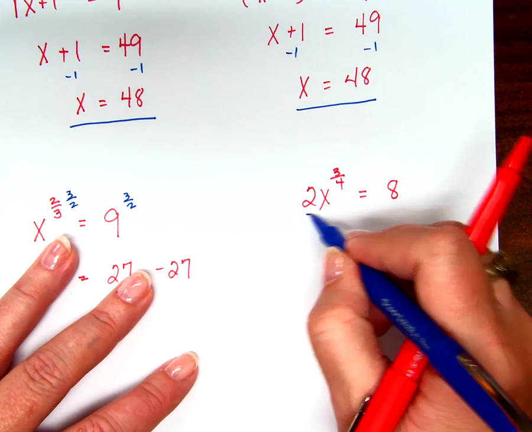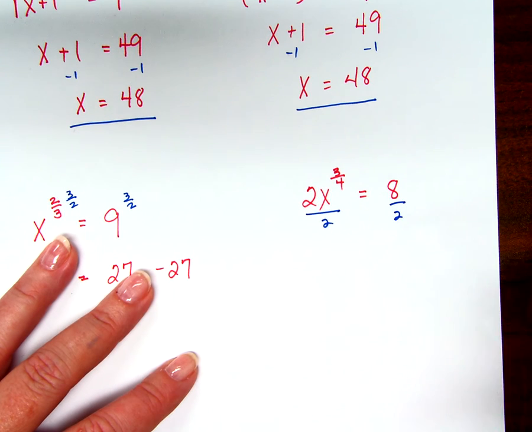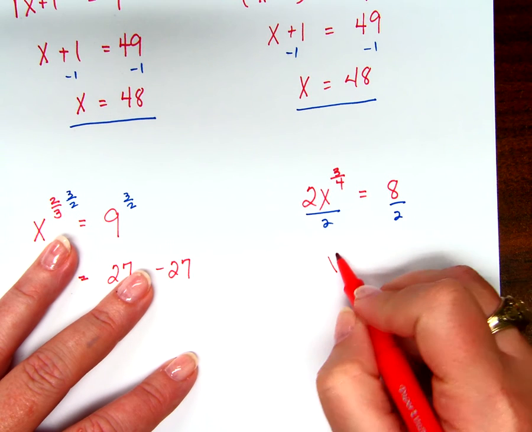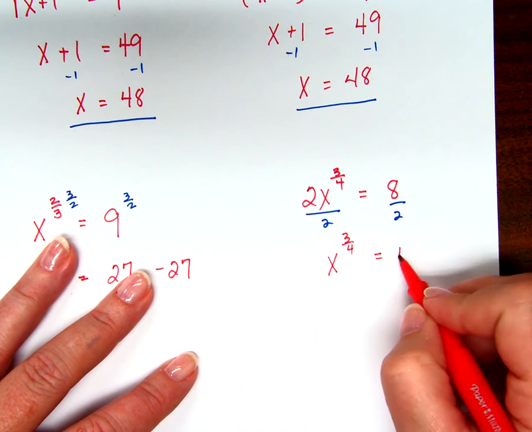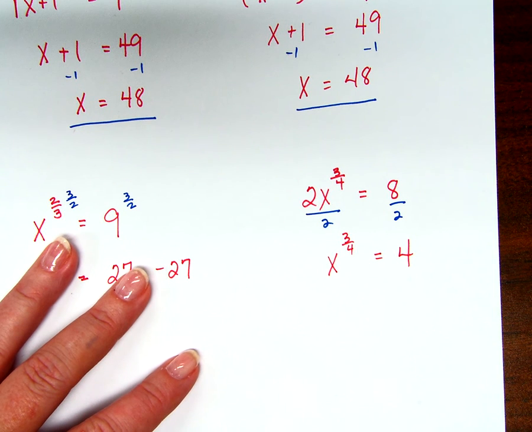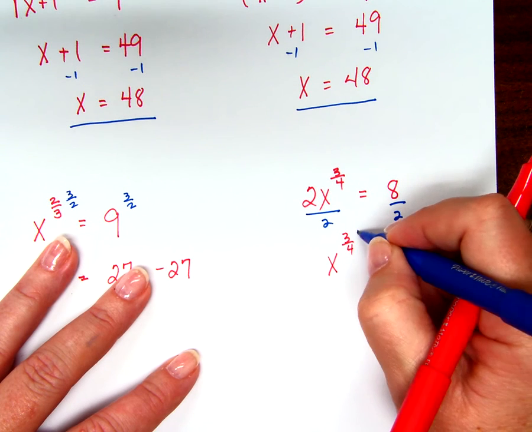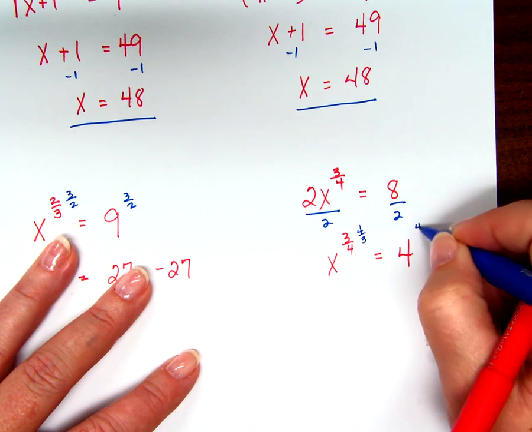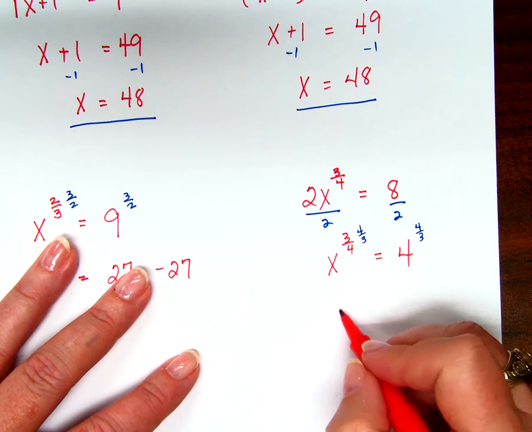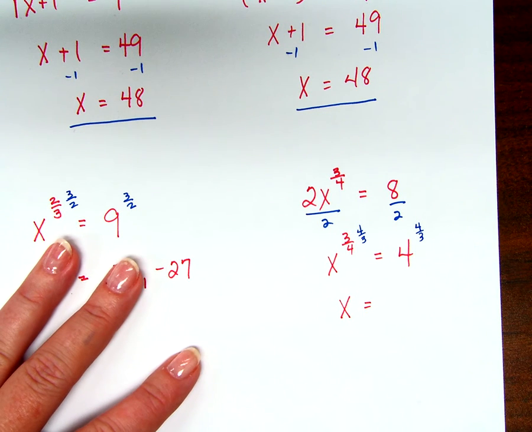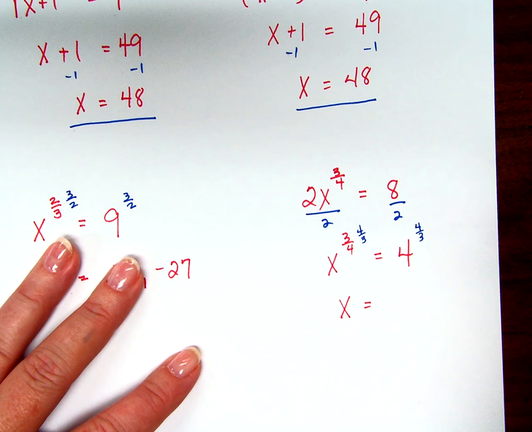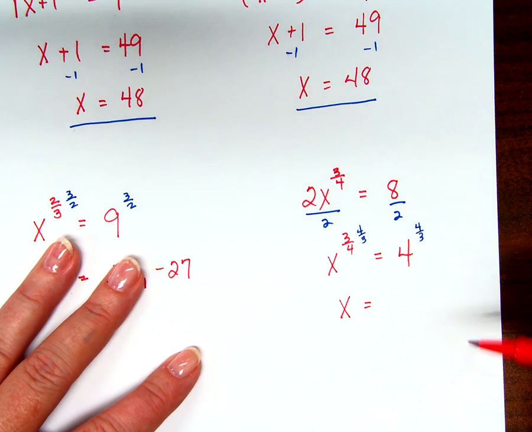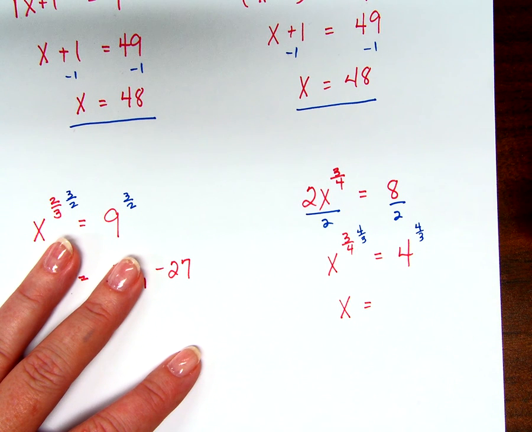I want to divide by 2 first. I want to isolate my x first. X to the 3/4 power equals what? 4. How do I solve for x? Raise it to the 4/3 power. Now, you're allowed to do the power first and then the root. What do I always do? Root and then the power, just because it starts off with smaller numbers, right?